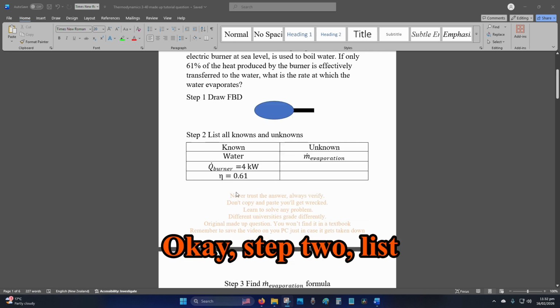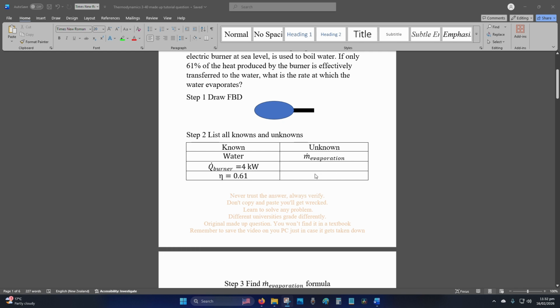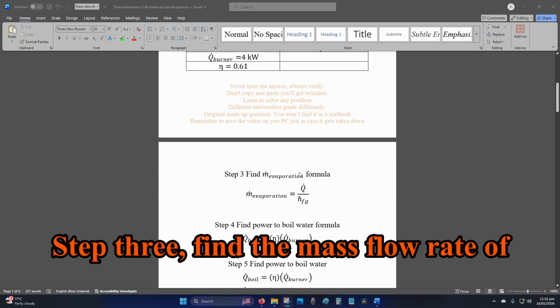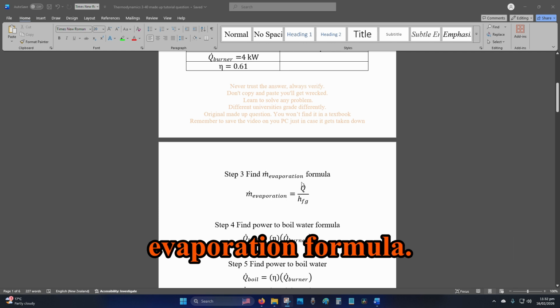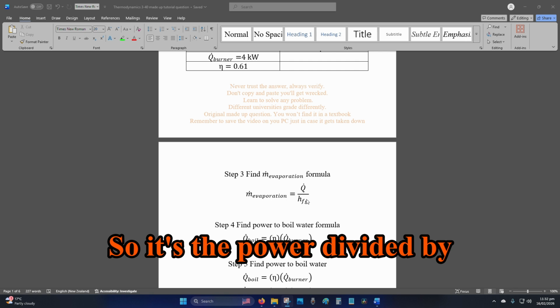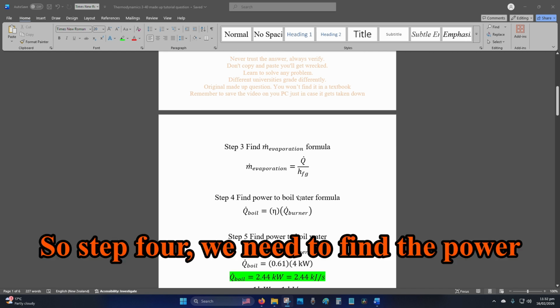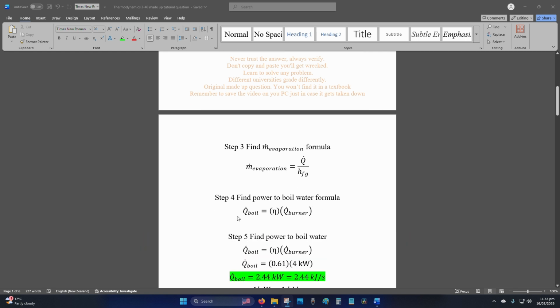Okay, step 2, list all the given variables, find the unknown. Step 3, find the mass flow rate of evaporation formula. So it's the power divided by the enthalpy of evaporation. So step 4, we need to find the power to boil water formula.